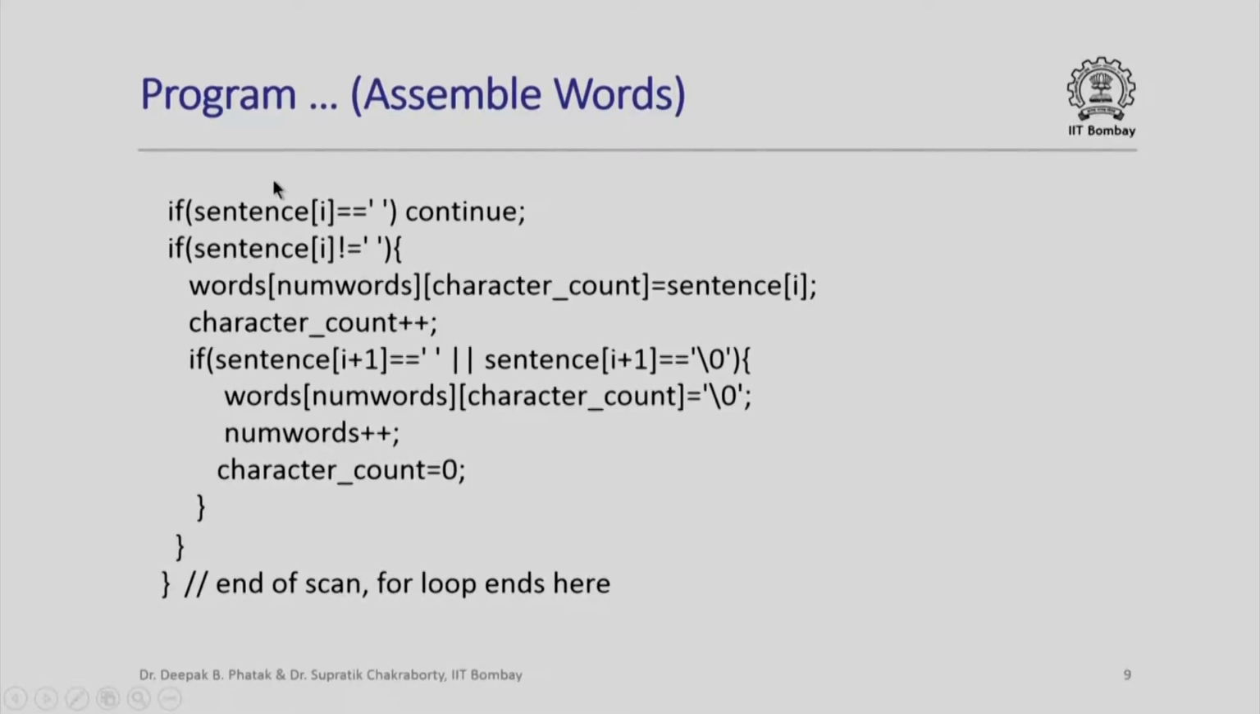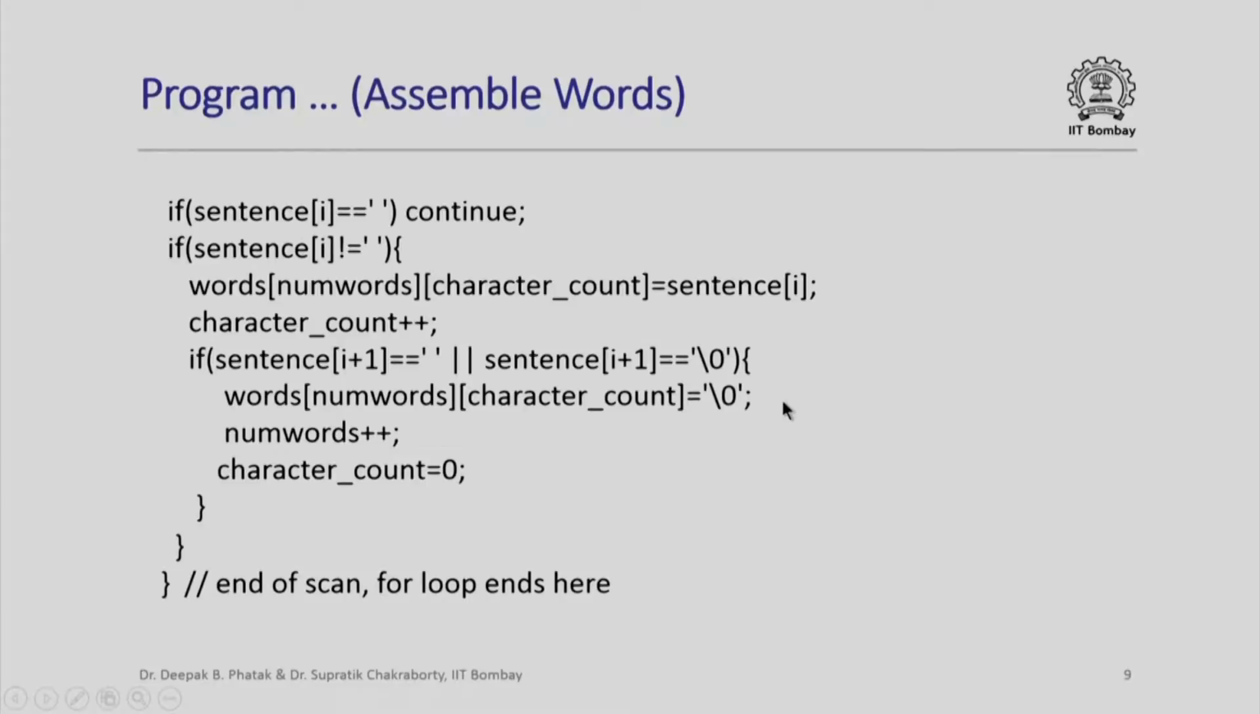As we outlined in our program design, if the ith character is blank, I simply continue with the next iteration, which means I ignore the blank. If the ith character is not blank, that means I have encountered a non-blank character which must be inserted in the current word. So, the ith character of sentence I insert in the character count position of the current word, which is indicated by num words. I increment the character count by 1 when I finish this. Ordinarily, I would have gone back to assemble more characters. However, I check if the next character is a blank or if the next character is a \0. This will indicate the end of this word.